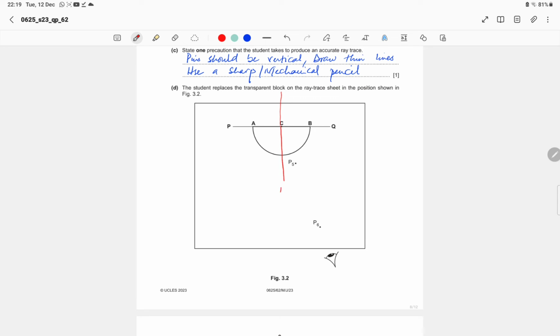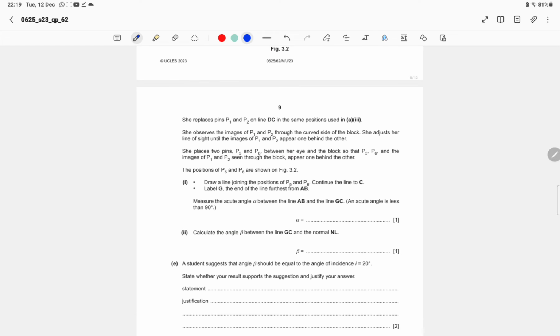This is your normal NL. I'll label it like this. Then we have to connect those lines like this, P5 and P6 like this. Again, you need to do it with the scale. So now, looking back at the question again.